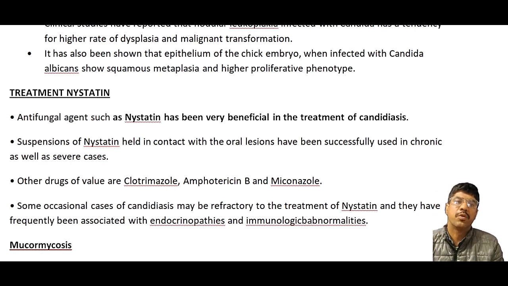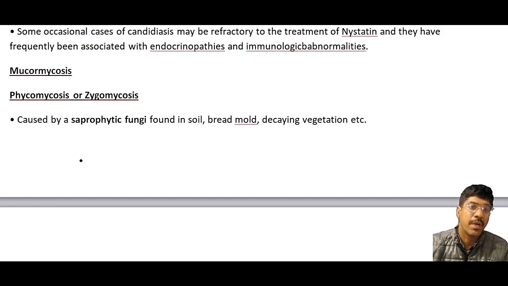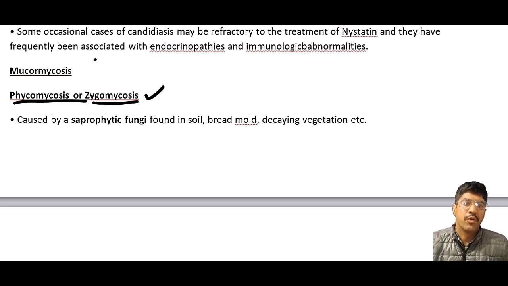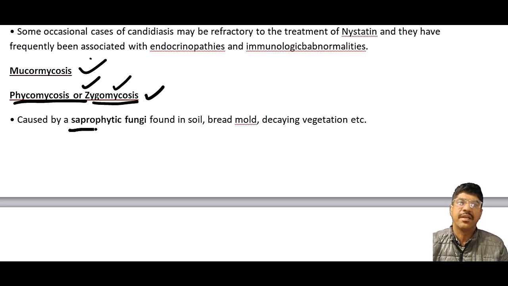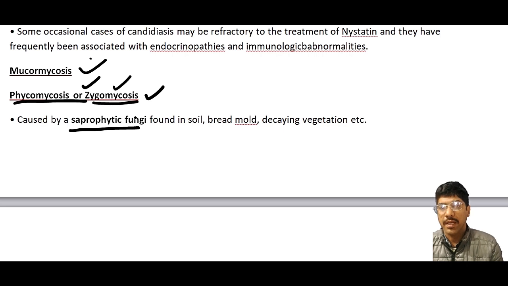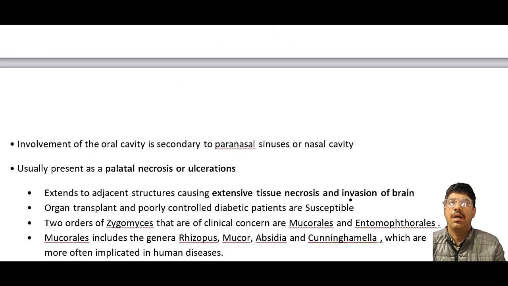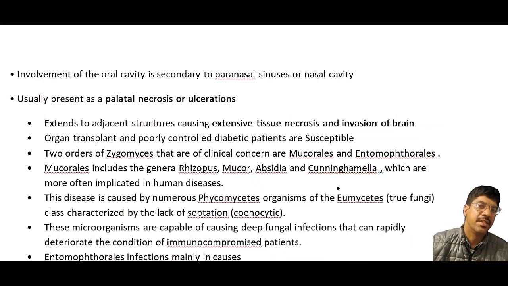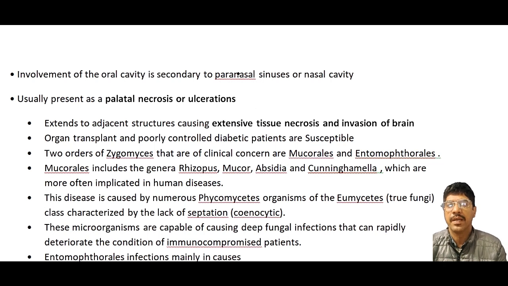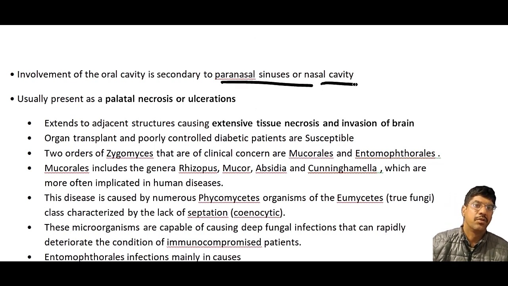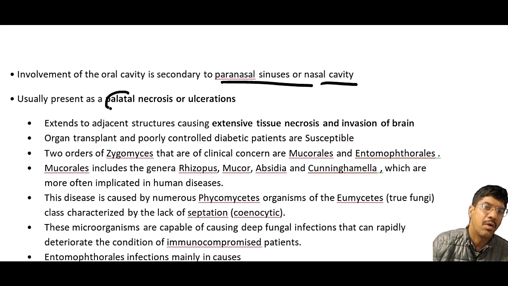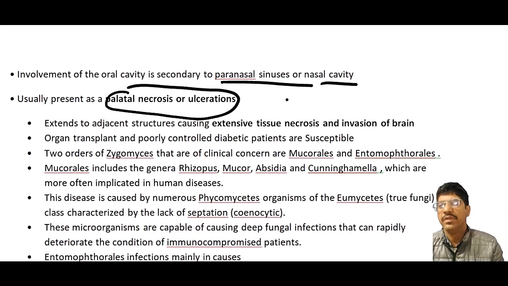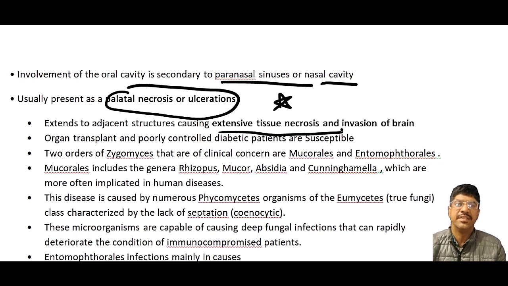Now next comes mucormycosis. What are the other names of mucormycosis? Remember phycomycosis or zygomycosis. So the names are mucormycosis, phycomycosis, zygomycosis. It is caused by a saprophytic fungus that is found in soil, bread mold, and decaying vegetation. Involvement of the oral cavity can lead to the paranasal sinuses or the nasal cavity. It usually presents with palatal necrosis or ulceration. So you will see extensive tissue necrosis and invasion of the brain.